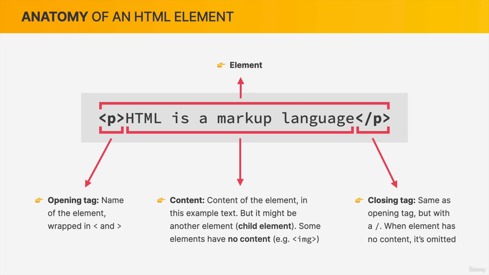Okay? Now for elements that do not have content, such as the image element that I mentioned before, we actually omit the closing tag. So in that case, we only have the opening tag and that's it. And we will see that in action, of course, once we start integrating images into a web page. Okay, and that's really all you need in order to start learning HTML in practice, which is exactly what we will do in the next lecture.